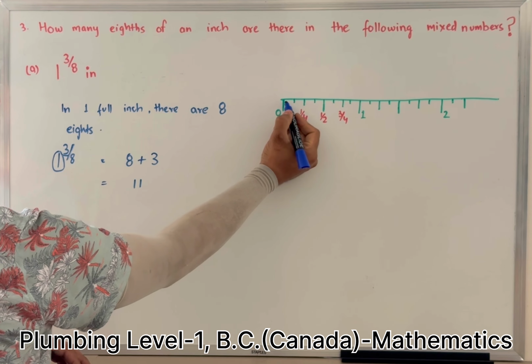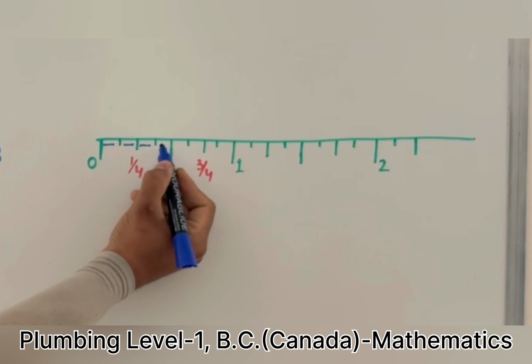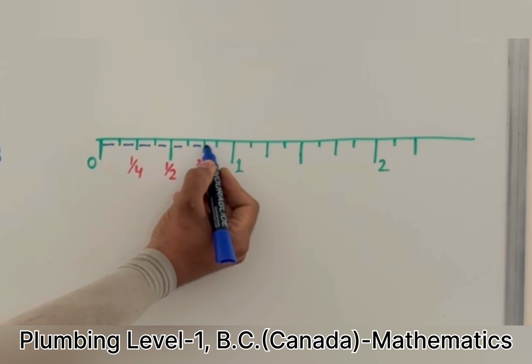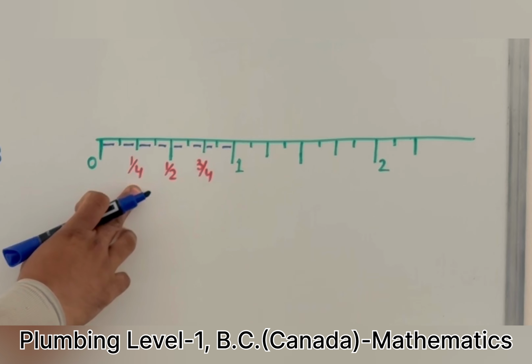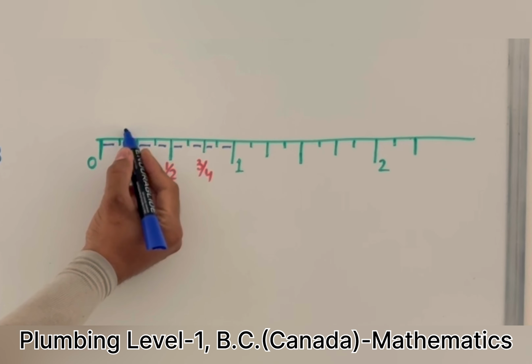There are 2/8 in a quarter. So this gap portion is 1/8. This is 2/8. This is 3/8. This is 4/8. This is 5/8. This is 6/8. This is 7/8. This is 8/8. So in a quarter of an inch, there are 2/8. So this is a quarter, and this is 1 and 2/8.